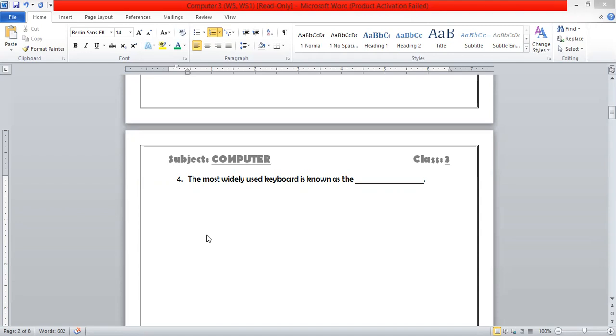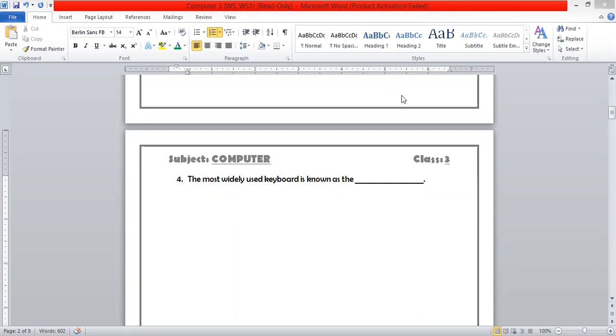The most widely used keyboard is known as the dash. It's a fill in the blank question. So let me give you the hint. The hint is this word starts with Q. Yes, Ammar Khalid, you are right. So 5 students picked the answer without the hint. Okay, that's great. So Kareem Mohammad, Ammar Yasir, Ahmad Jibrail, Jihad Muhammad, and Jihad Al Sayyed. The name of that thing starts with Q.